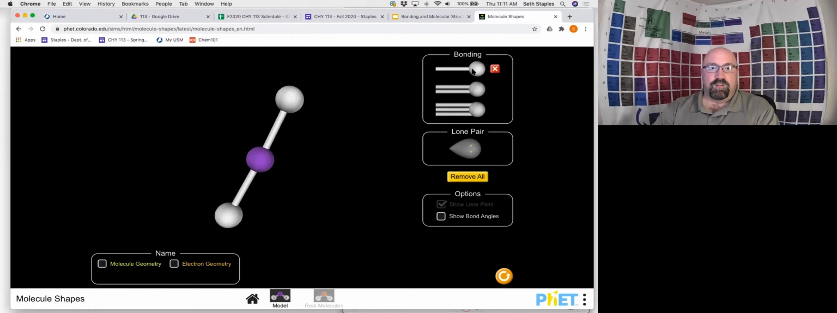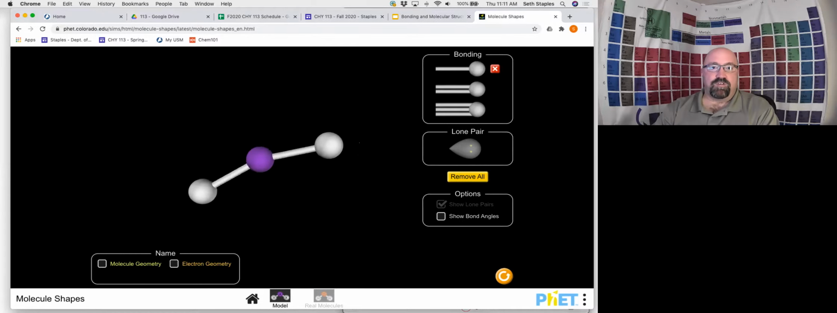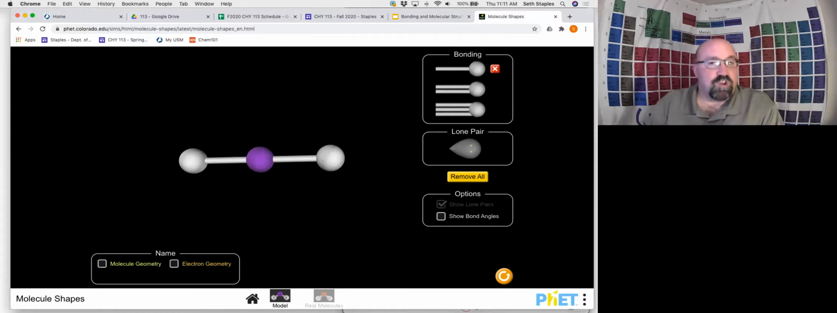So right here, I've got two different bonds around my central atom. And so this would be a linear electron geometry. And I've got 1, 2 electron domains. And so that's what we're counting up: how many regions around the central atom do I find electrons?